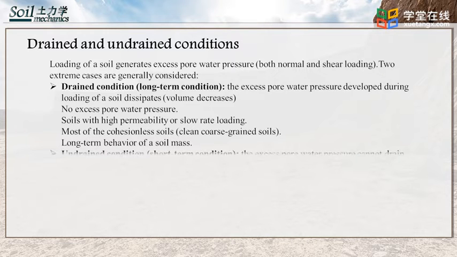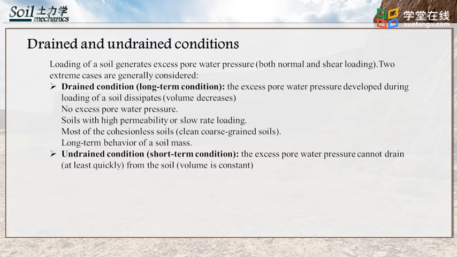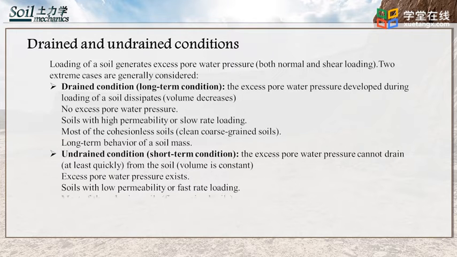Undrained condition is usually used to test the soil considering its short-term condition behavior. In an undrained condition, the excess pore water pressure developed during loading on a soil cannot dissipate, and the volume is constant. As a result, there is excess pore water pressure during a test. Undrained condition is usually used on cohesive soils with low permeability, and tests with fast loading rate.